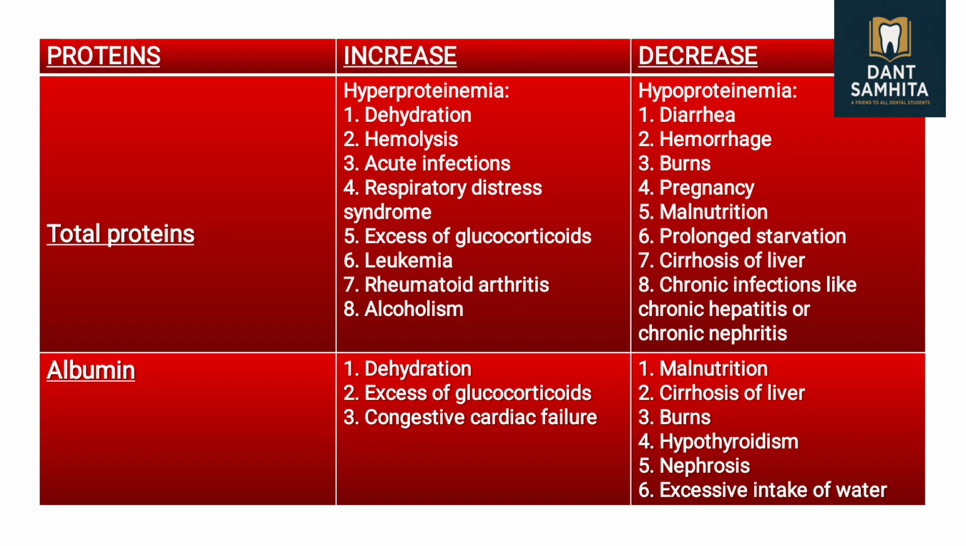So mainly hyperproteinemia happens when the water level in your body goes down, that is dehydration. Hemolysis is when your red cells are breaking. Then there are acute infections, respiratory distress syndrome, and excess of glucocorticoids.